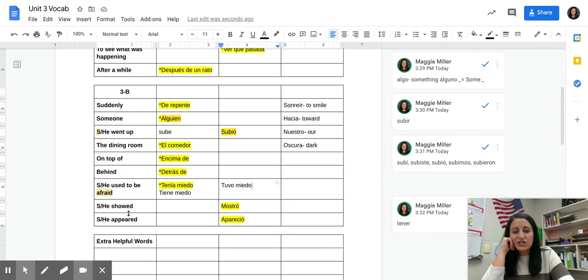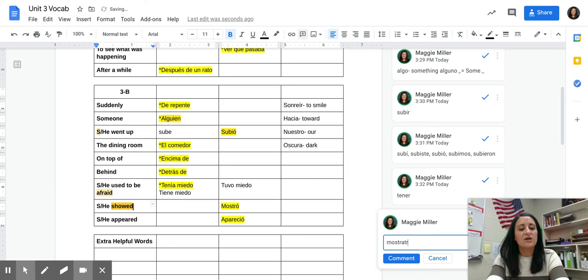All right, he or she showed is mostró. Now just think to yourself, is this an AR or an ER-IR verb? Okay, and how do you know? Right, because of the ending. That tells us this O with an accent comes from the AR chart, so we know it's an AR verb. So to show is mostrar.